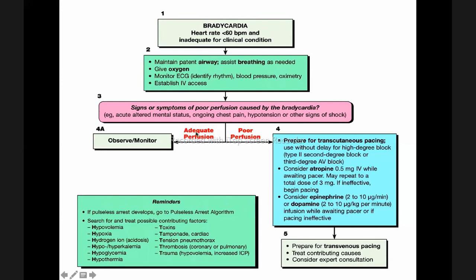Or if they have hypothyroidism, put them on thyroxine, replace the thyroid hormones, and see if they improve. If they have a myocardial infarction, treat the myocardial infarction properly and thoroughly and see if the bradycardia resolves.